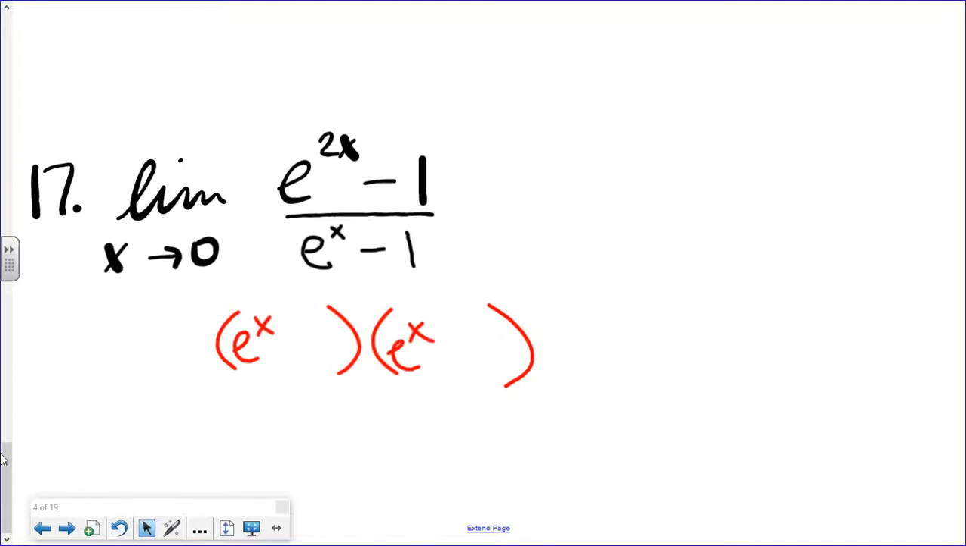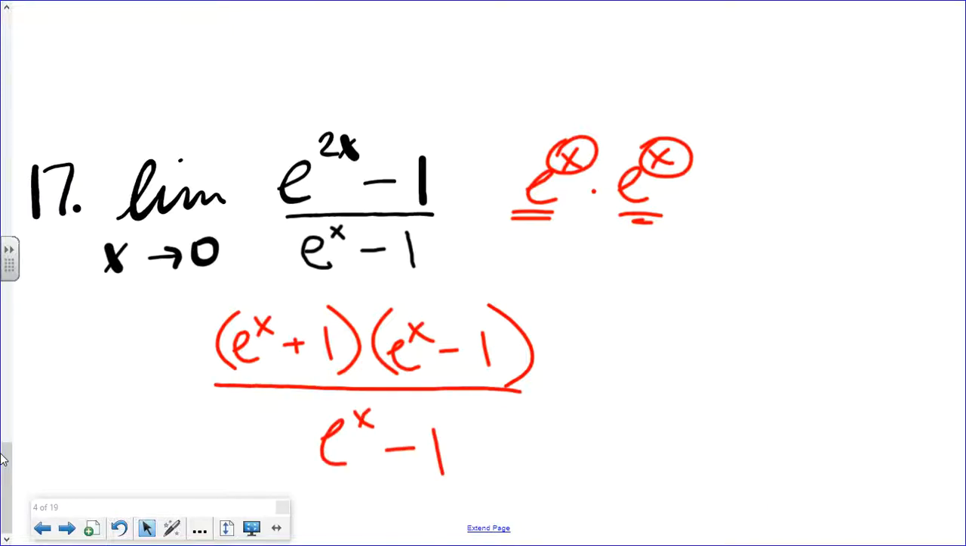Is e to the x times e to the x e to the 2x. If you're not convinced, when I'm multiplying and I have the same bases, what do I do with the powers? You add them. So what's x plus x? 2x. So this is okay, right? All right, and then I'd have a +1 and a -1. Do my middle terms cancel? Yeah. If I put a 0 in there, what do I get? 2.